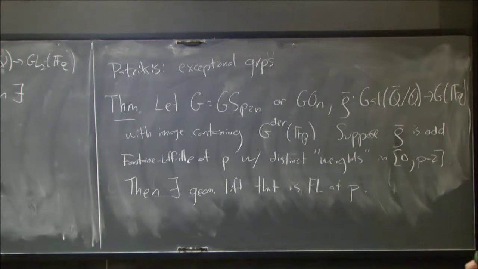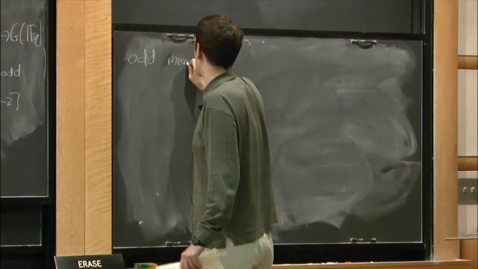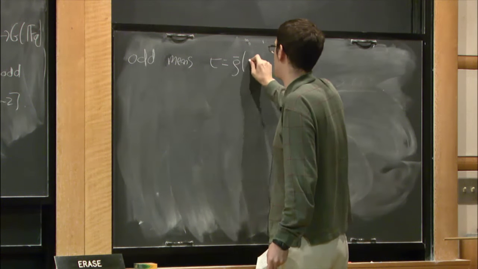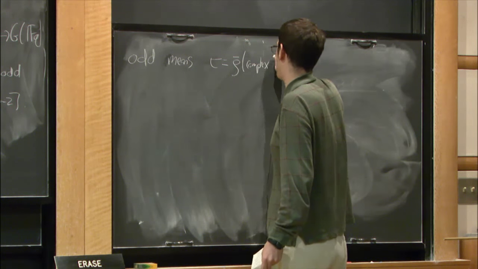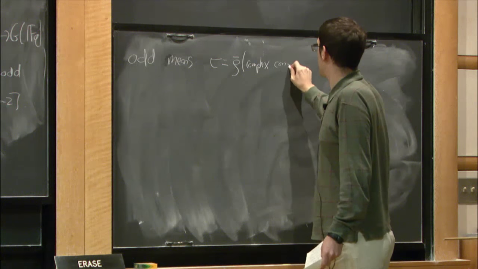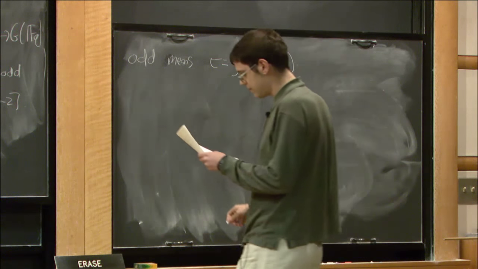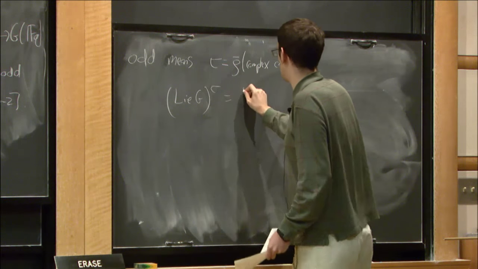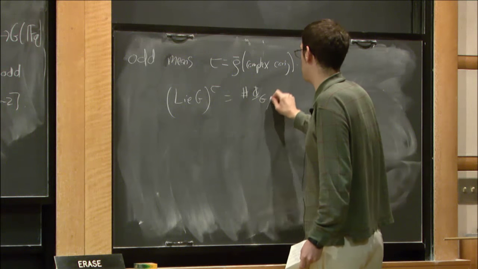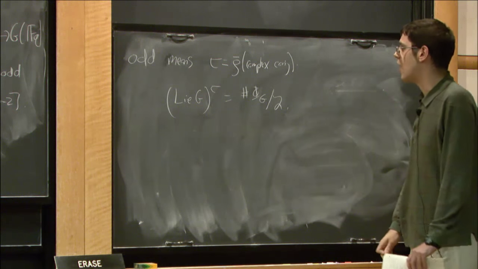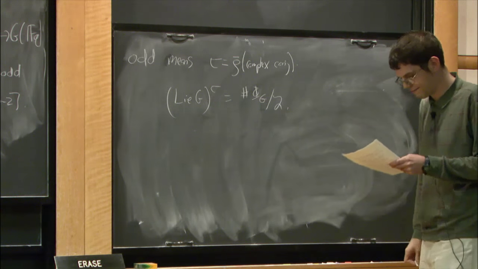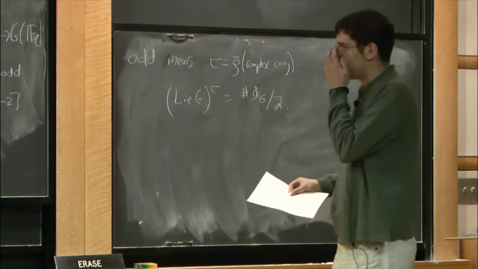In this setting, odd means that if I take tau equal to the image of complex conjugation and view it as an involution of the Lie algebra, the fixed points are equal to the number of roots of G divided by 2. Cartan proved that it's always at least this big, and this is saying it's as small as possible.